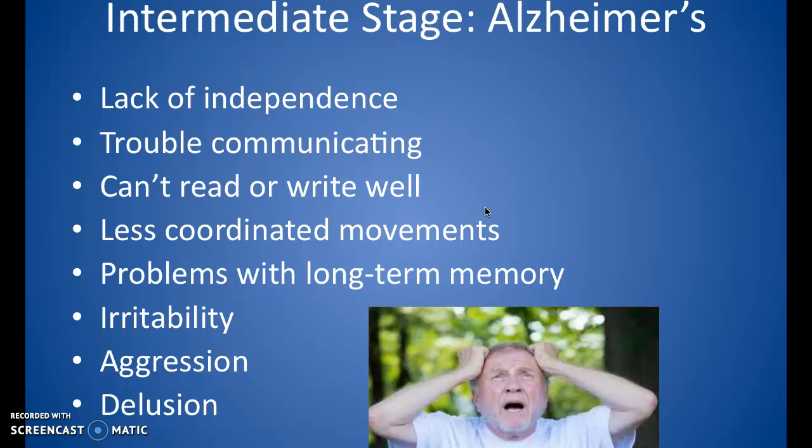Also, during this phase, memory problems worsen, and the affected individual may not recognize close relatives. Long-term memory, which was not affected in the first stage, becomes greatly impaired as the disease spreads throughout the brain. Often behavioral changes can occur, including increased irritability and aggression, as well as about 30% of people with Alzheimer's develop delusional symptoms.